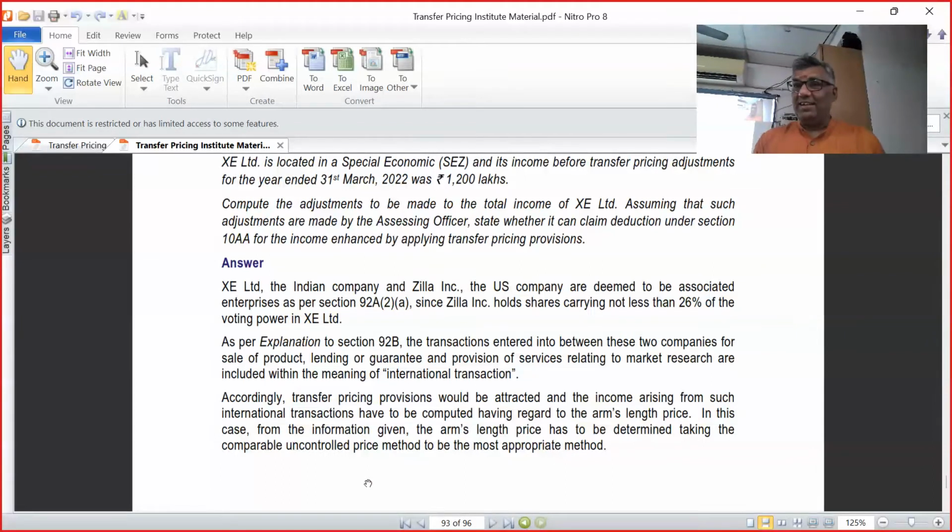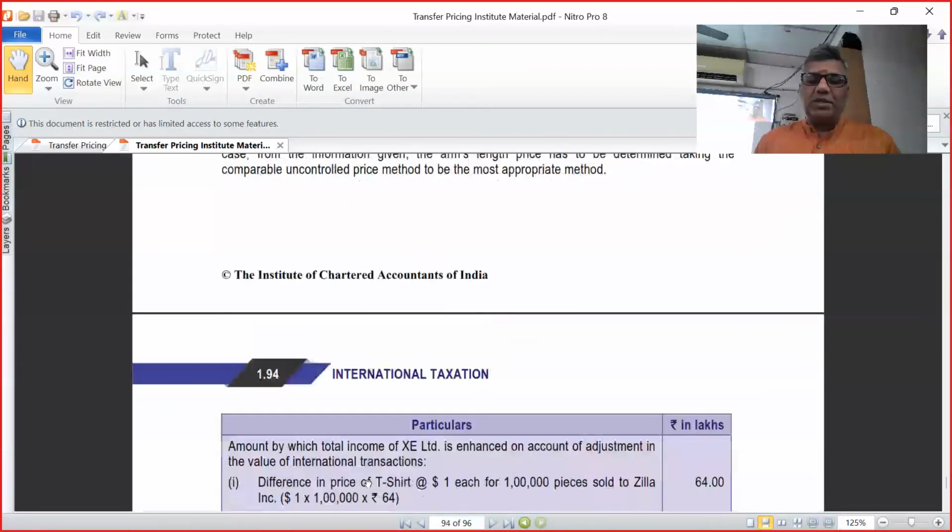This is the answer they are writing. XE Limited, the Indian company, and Zilla, the US company, are deemed to be associated enterprises since Zilla Incorporation holds not less than 26% of the voting power. As per the explanation to 92B, the transactions entered between these two companies for sale of product, lending, guarantee, and provision of services relating to marketing research are included in the meaning of international transaction. Accordingly, transfer pricing provisions would be attracted and the income arising from such international transactions has to be computed as per arm's length price.